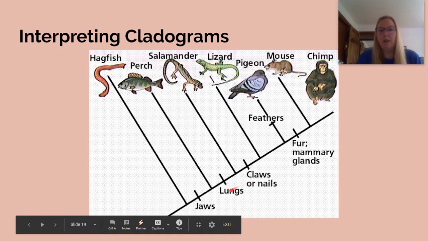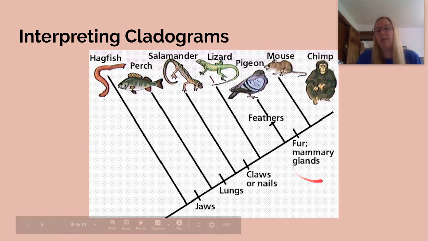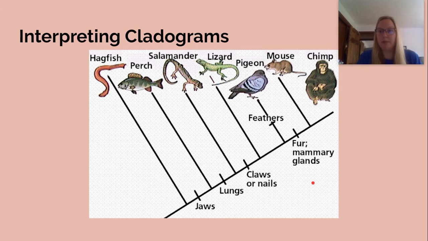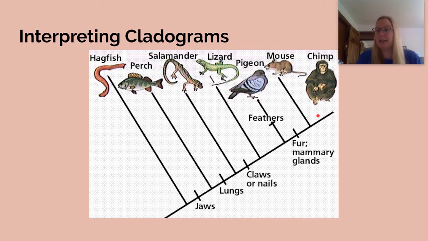this cladogram. Then we have the clade for perch. Then we get lungs. We have another node that shows salamander's clade. You get claws or nails. A node, lizards. We have a node and then a derived character, which does happen at times. Feathers became common. Those are in pigeons. And then fur and mammary glands, which start to put mammals in place. You get the node for the clade for mouse. And then chimps are all the way at the top because that is the end of that cladogram.